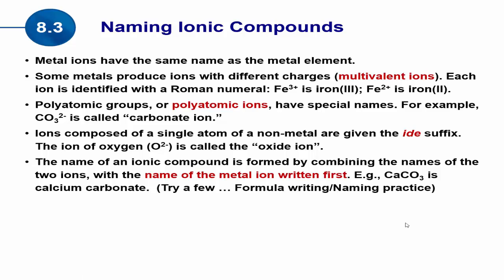You get the point. So the name of an ionic compound is formed by combining the names of the two ions, with the name of the metal ion first. So for example, CaCO3 is calcium carbonate. Again, CO3 is that polyatomic ion. We name the metal as calcium. We don't have to change it. But for CO3, we have to use our sheet of polyatomic ions and recognize that as carbonate.